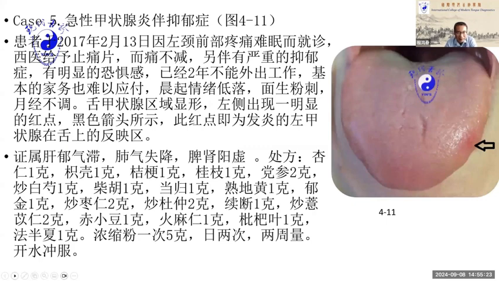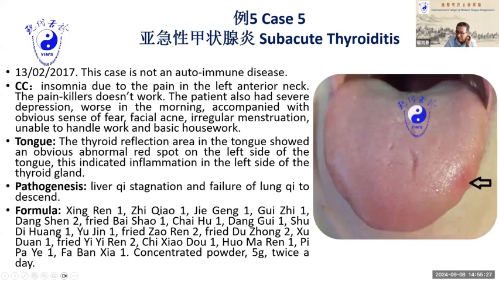This is a subacute thyroiditis. The patient had insomnia and pain in the left anterior neck, and she looked for conventional medicine treatment, but got a painkiller, and the pain didn't resolve. The patient also has long-term, severe depression, worse in the morning, accompanied with various senses of fear, a lot of acne on the face, irregular menstruation, and was unable to handle work and basic housework.